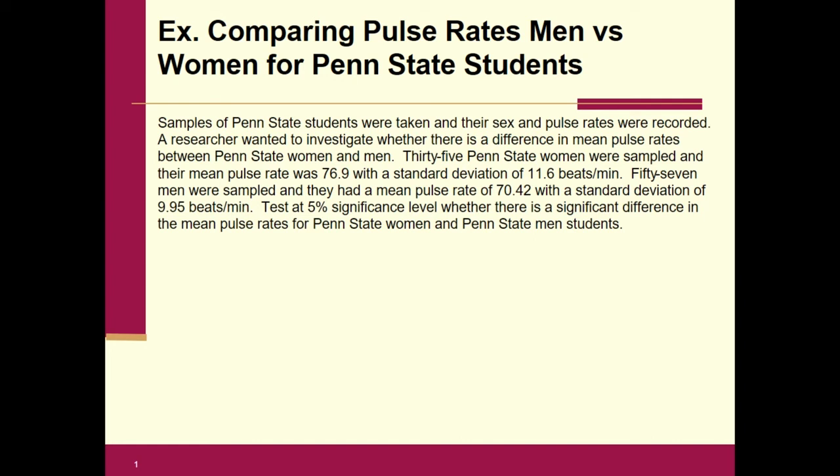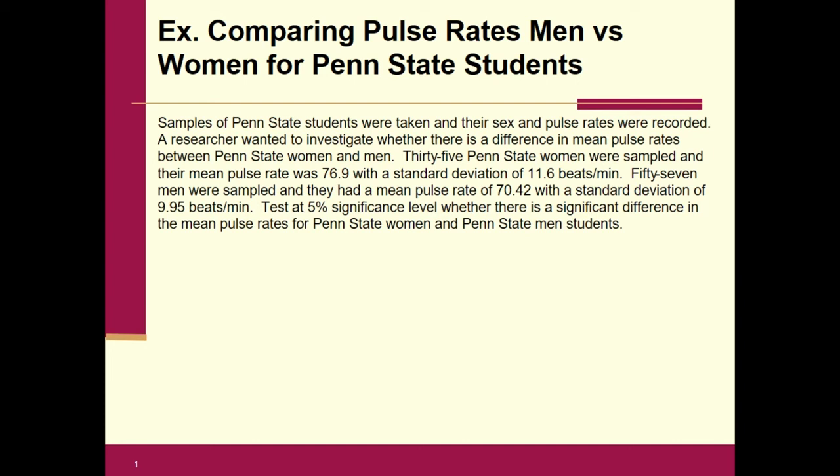All right, so here's our example. Samples of Penn State students, and this was actually done, were taken in their sex and pulse rates were recorded. A researcher wanted to investigate whether there's a difference in mean pulse rates between Penn State men and women. Since the problem stated women first, we'll make all Penn State women population number one and all Penn State men population number two. Could you have switched those around? Absolutely. You could have made either one population 2. Here, we'll make the women the first one, men the second.